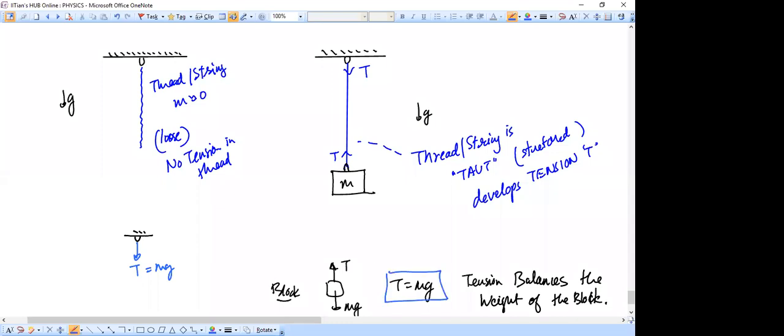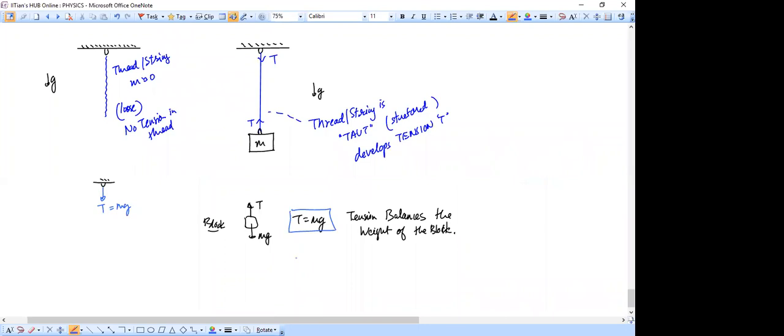Suppose the mass of the block is 10 kgs, the tension in the string will become equal to 100 newtons. So the heavier the block, the more the tension in the string. So the thread or string develops tension T such that T is equal to mg. The magnitude of the tension is equal to the weight of the block.